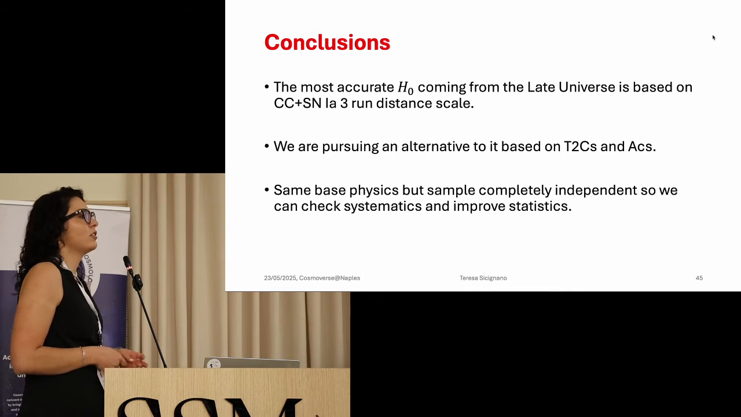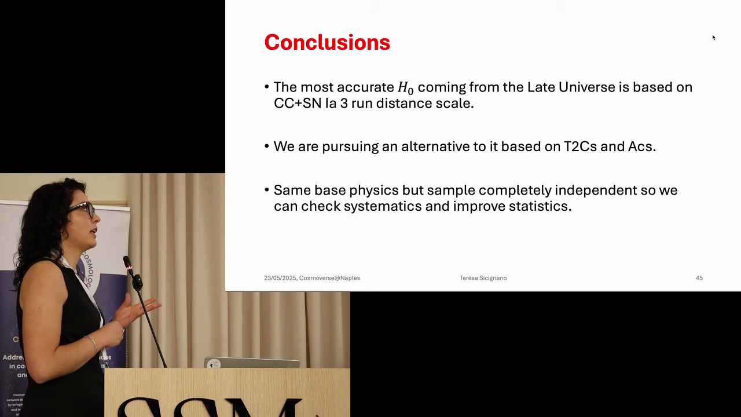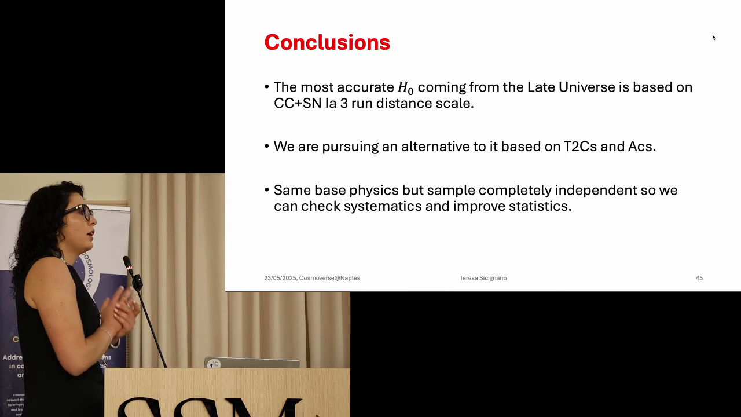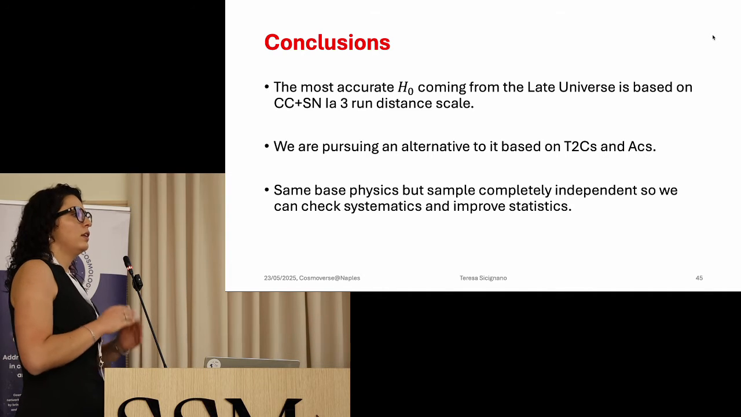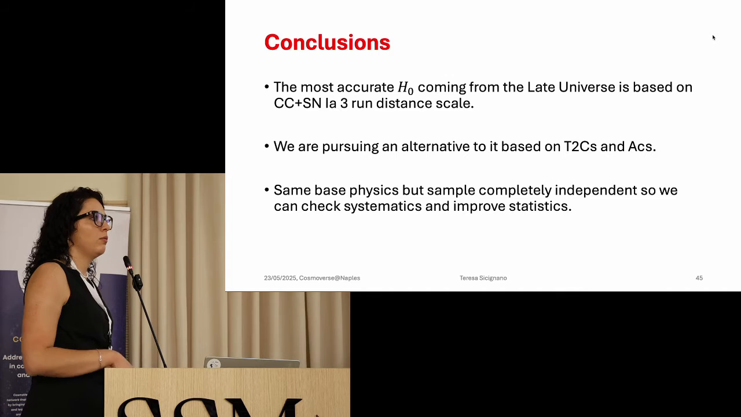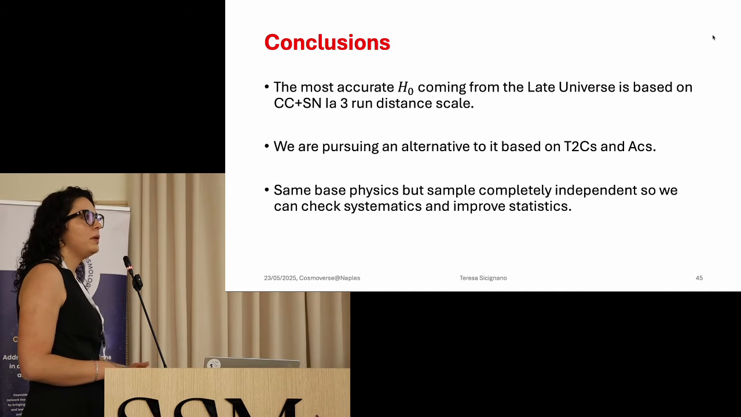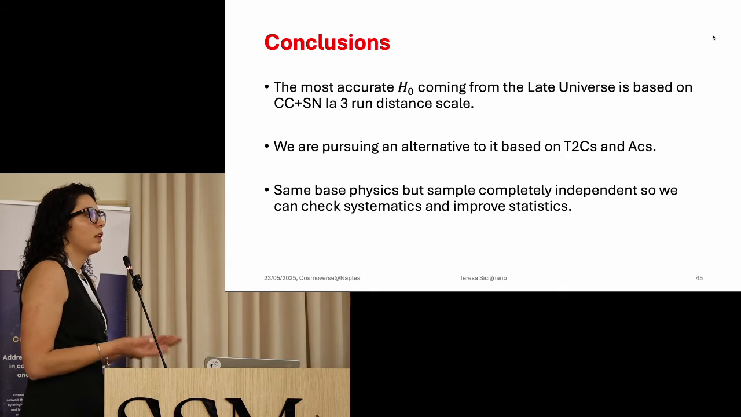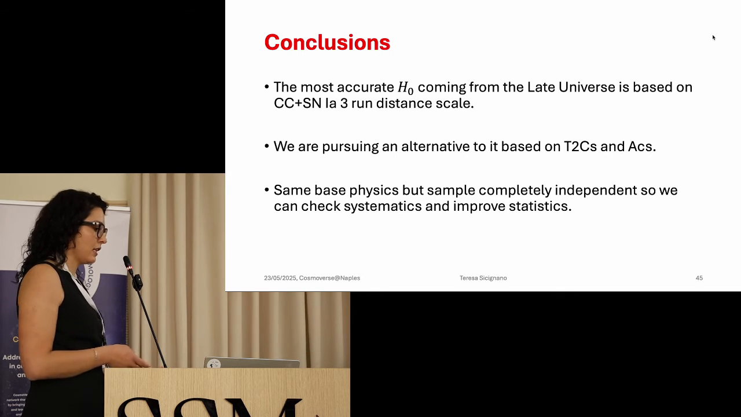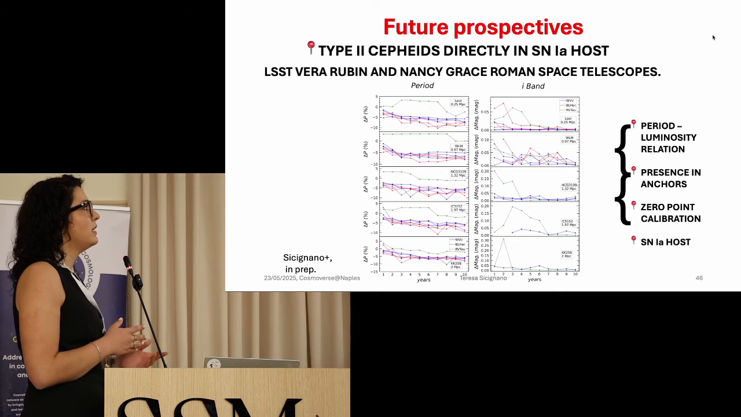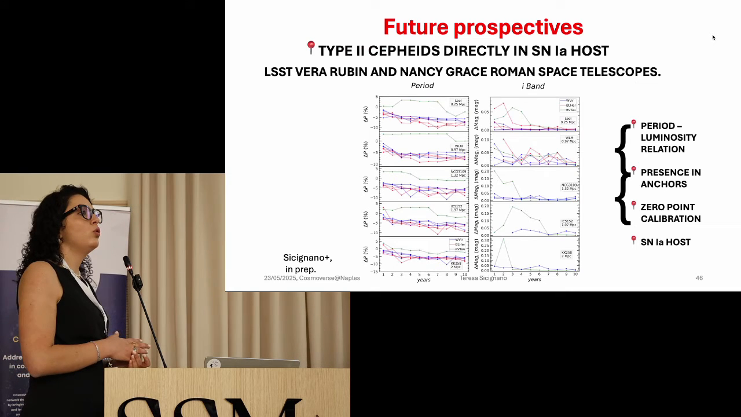Nowadays, the most accurate H0 is coming from the late universe, based on classical Cepheids by Riess and the SH0ES team. But we are pushing a different one because the Type II and anomalous Cepheids follow the same physics that we know well, but they are based on a completely independent sample, so they will give us different information about statistics and systematics.